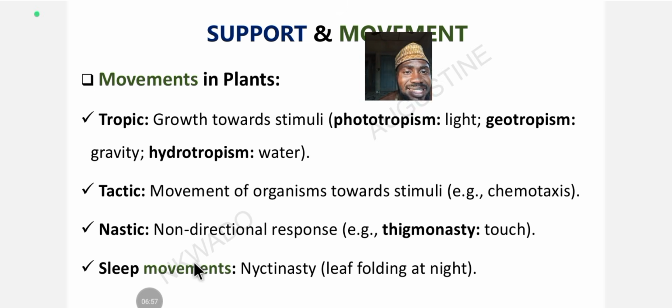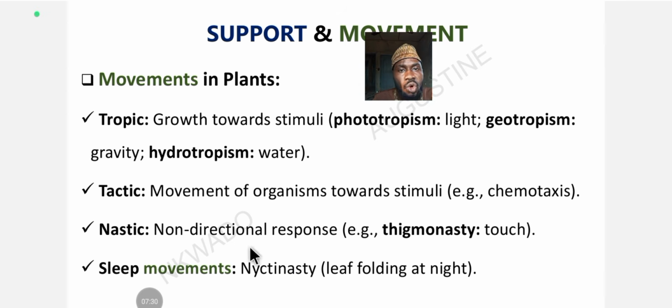We also have the sleep movement, which is the nyctinasty, common in some plants, those nocturnal plants that fold their leaves at night. It is just a non-directional response. There is no reference point. It's not that something is attracting it. Nothing is attracting it. It just happens because it's night.